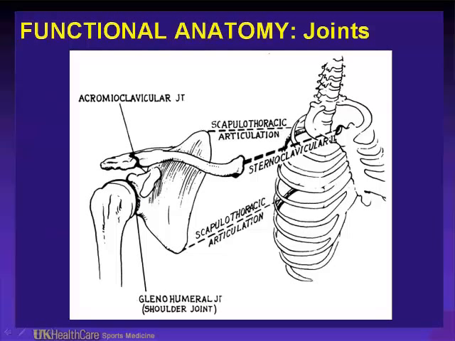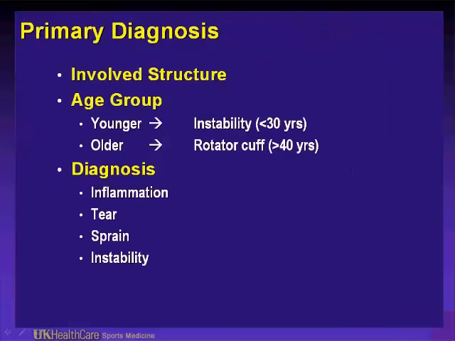Functional anatomy: the joints, the glenohumeral joint, or what we would term the shoulder joint, the acromioclavicular joint, the AC joint, the sternoclavicular joint, and then the two articulations or spaces, scapulothoracic and subacromial space. In striving to make the primary diagnosis, you've got to name the involved structure.